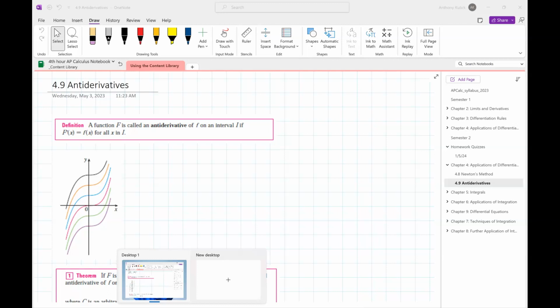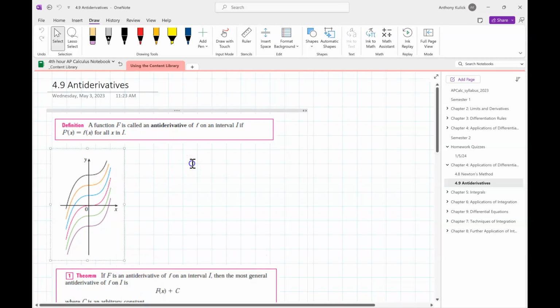Okay, so integration is like going backwards from a derivative. So it's trying to recover the original function from the derivative. Right now we're going to call this process anti-differentiation, but we're really talking about the same thing.